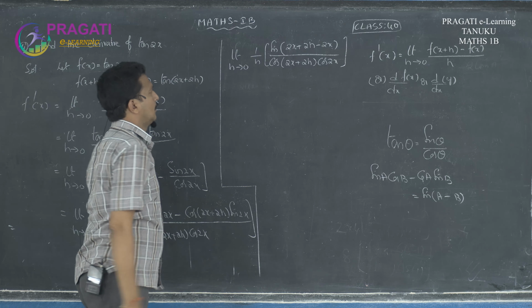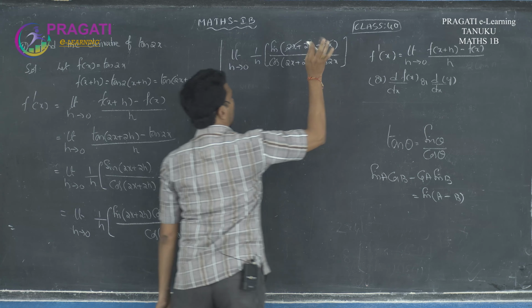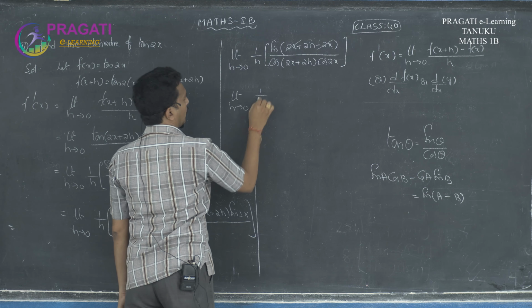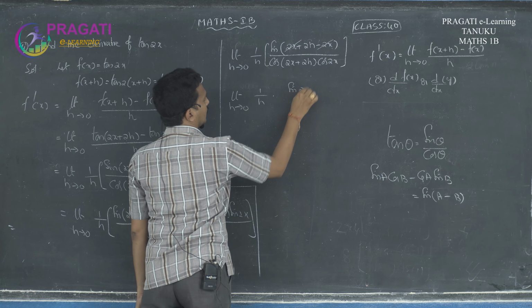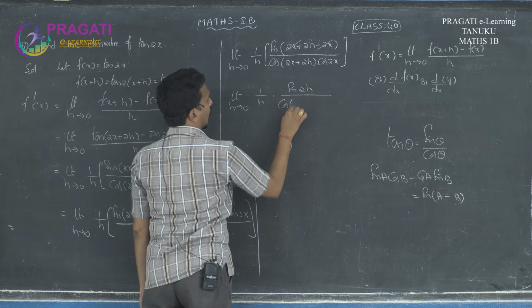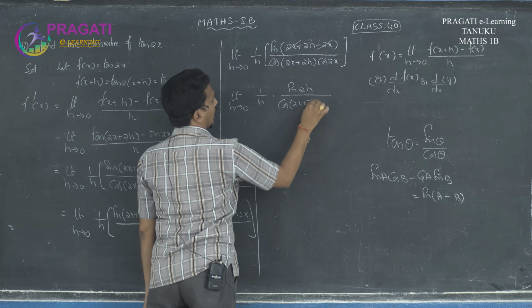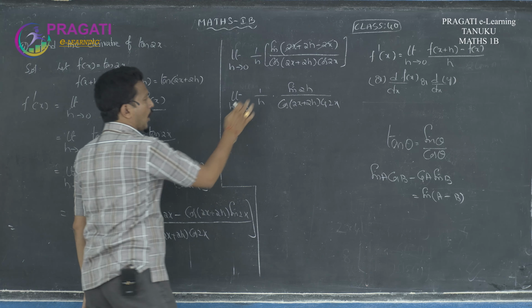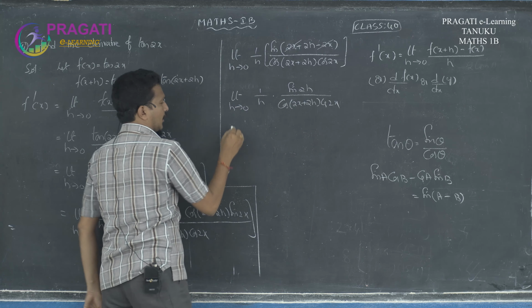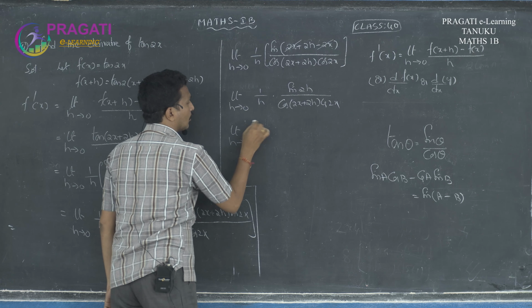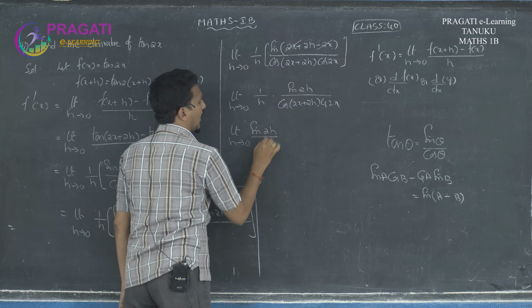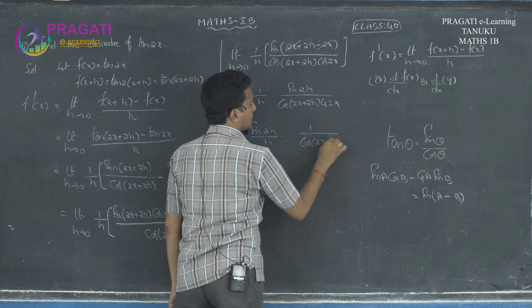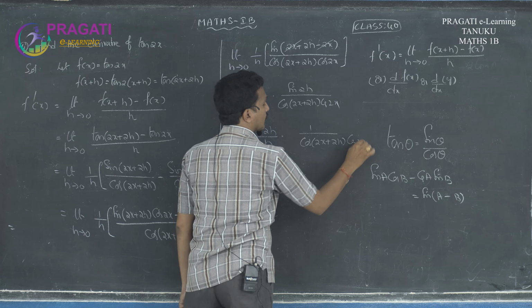Okay students, here plus 2x minus 2x cancelled. What is the remaining term? Here limit h tends to 0, 1 by h into sin 2h by cos of 2x plus 2h into cos 2x. A small change here: 1 write this place and sin 2h write here. Limit h tends to 0, sin 2h by h into 1 by cos 2x plus 2h into cos 2x.